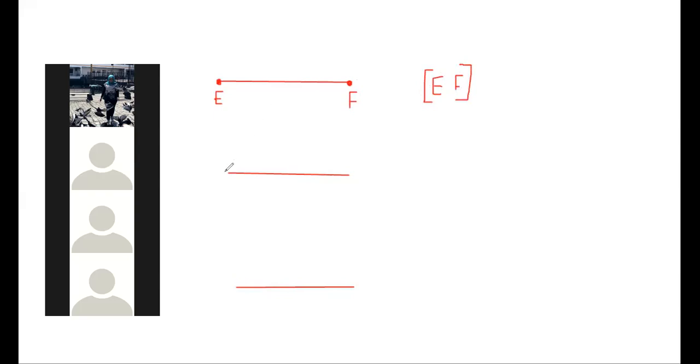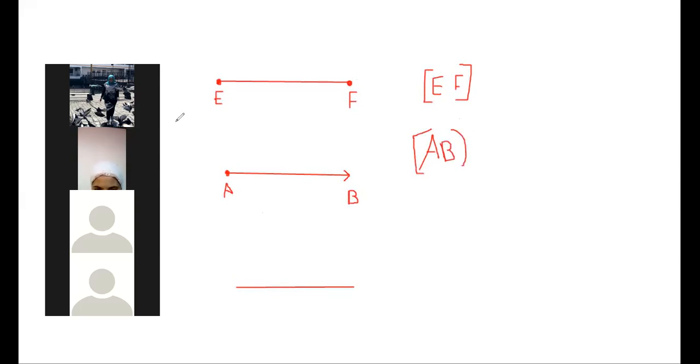Okay, if I have this, ray. Very good. This is a ray. It's closed at A and open on B. If I have this line, this is a line. Excellent. This is a line.